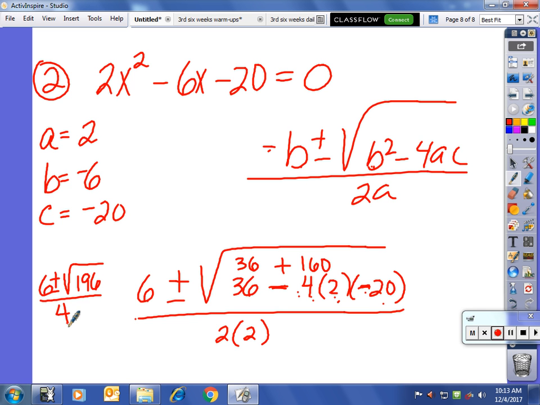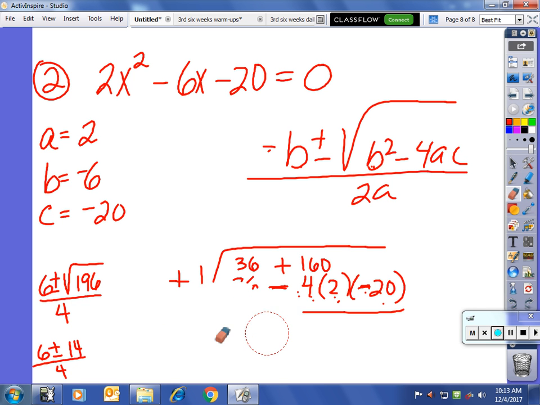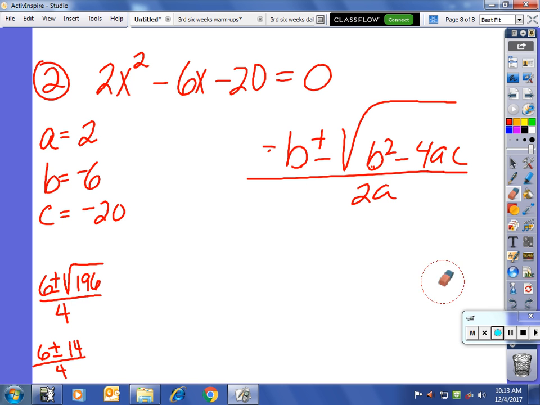Okay, so now I can write this. I'm going to take the square root of 196, which means the radical sign is finally going to disappear. So now this becomes 6 plus or minus 14 divided by 4, and we're almost done now. I'm going to erase my first step so I can make some space here. You're going to do 6 plus 14 divided by 4, and you're going to do 6 minus 14 divided by 4.